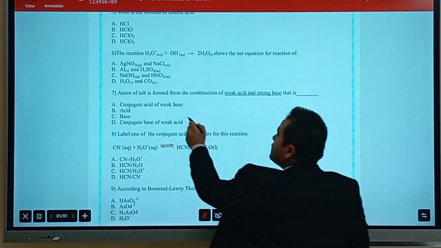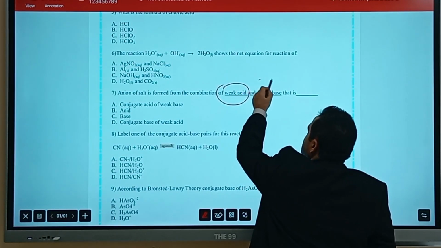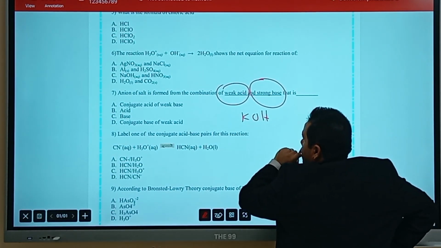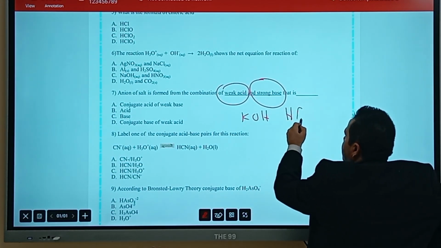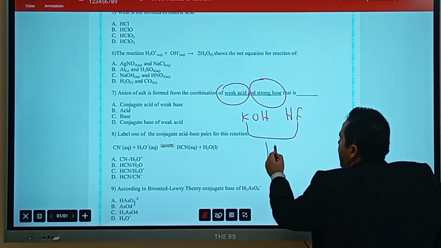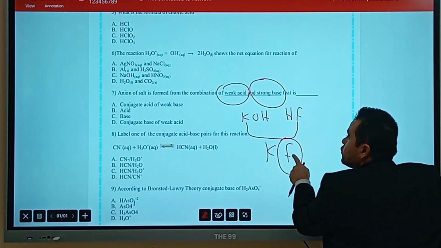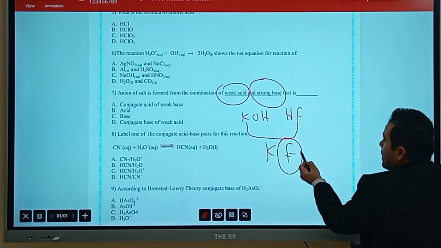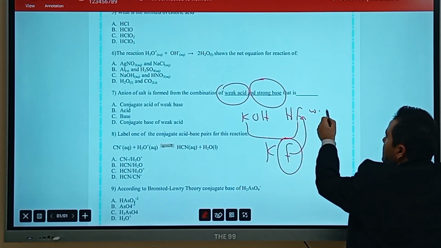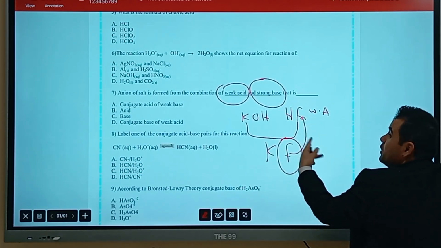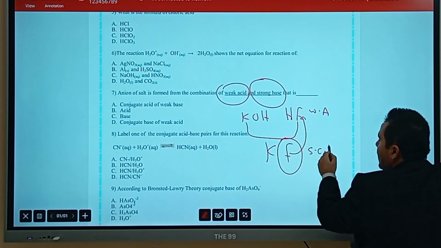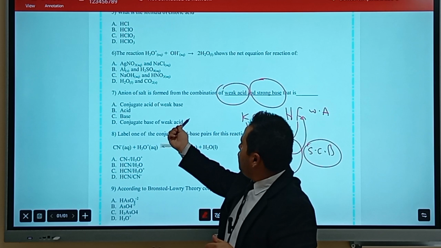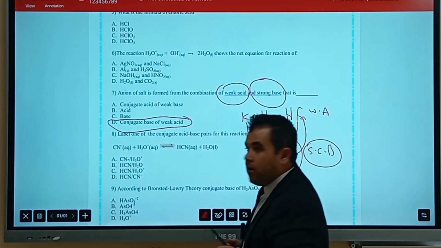An ion of a salt is formed from the combination of a weak acid and a strong base, for example, strong base KOH and weak acid HF, which will produce KF. An ion of a salt, the anion, we are talking about the anion, acts as what? This F comes from HF. HF is a weak acid. So F negative, if we dissociate, it becomes a strong conjugate base. So conjugate acid, no, conjugate base of a weak acid, yes, that's the correct answer.